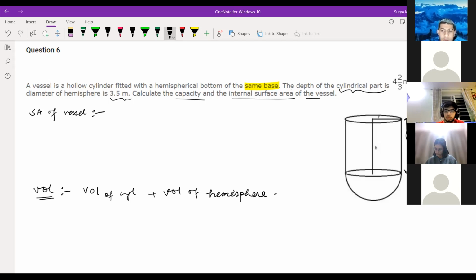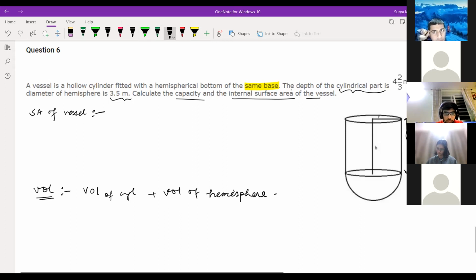The internal surface area, how to find it? You know the formula of surface area? CSA, TSA, you know, right? Yes, sir. So what to find here? We have to find CSA or TSA? You tell me here.